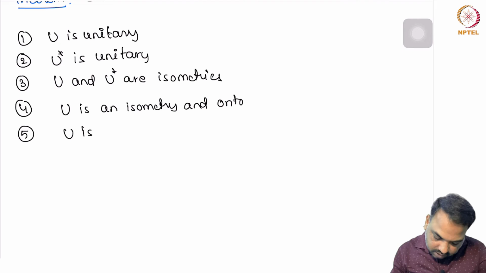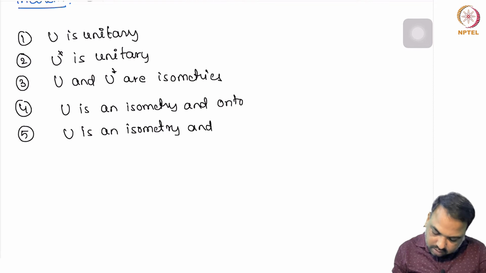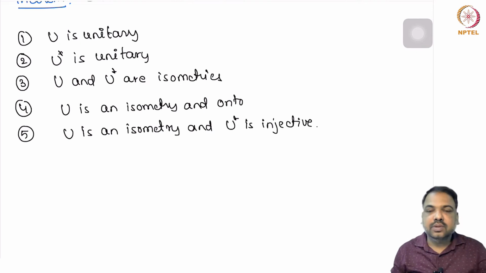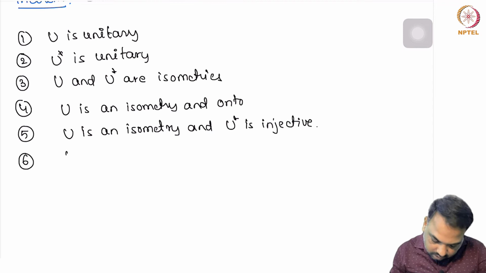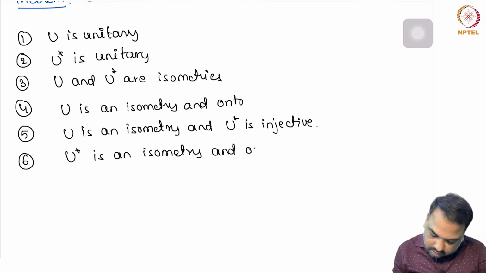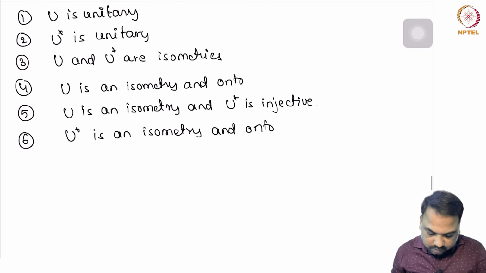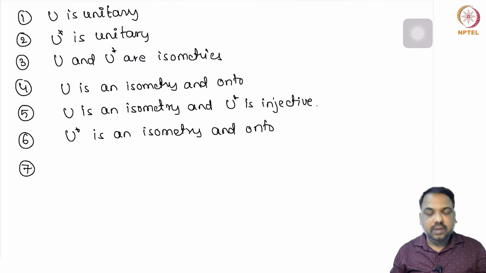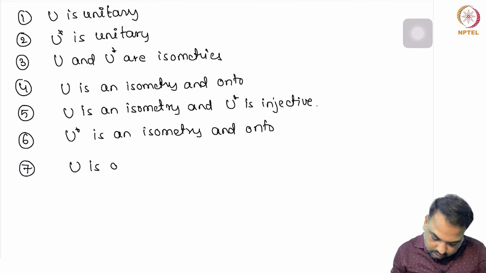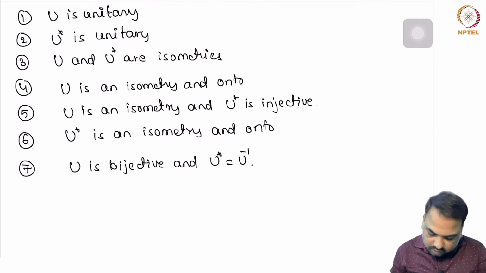This U is an isometry and U star is injective, that means null space of U is 0. And sixth one is U star is also an isometry and onto, equivalent to, we can say that U is bijective and U star is nothing but U inverse.